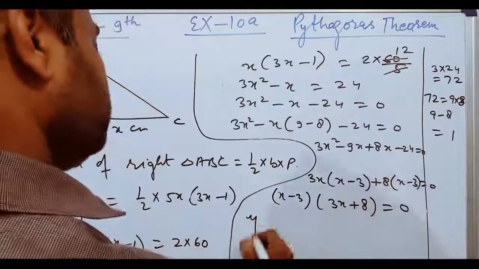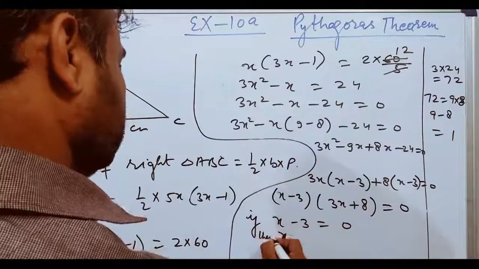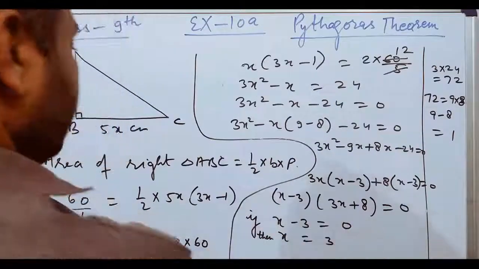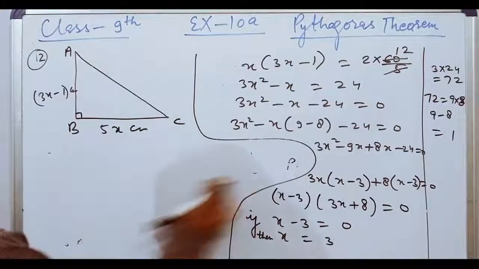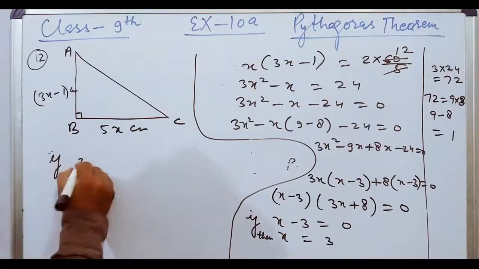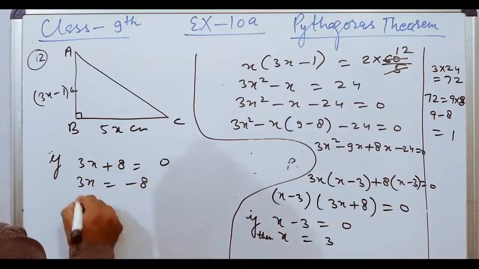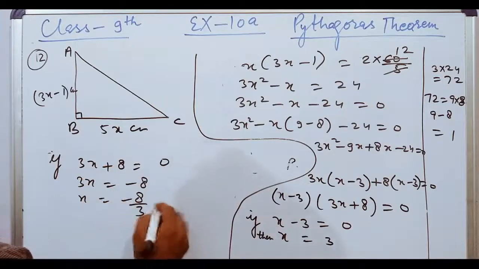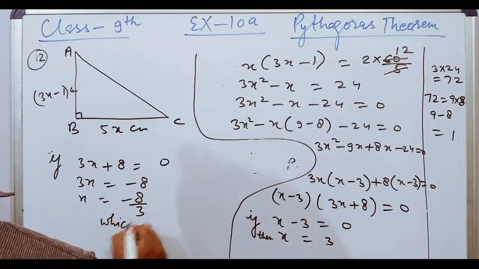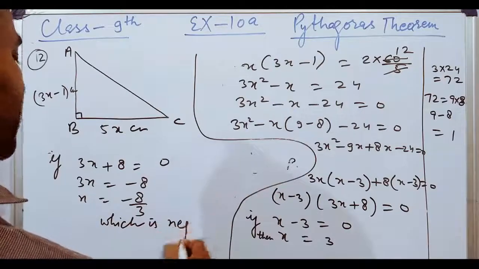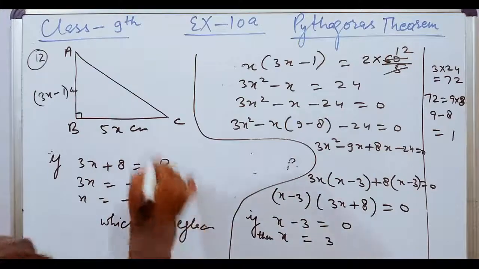If x minus 3 equal to 0, then x equal to 3. And if 3x plus 8 equal to 0, 3x equal to minus 8, x equal to minus 8 upon 3. This is not a side, which is neglected. We will not take this because a negative side is not possible.